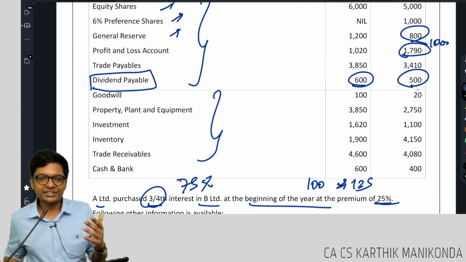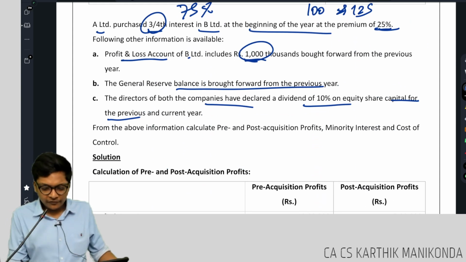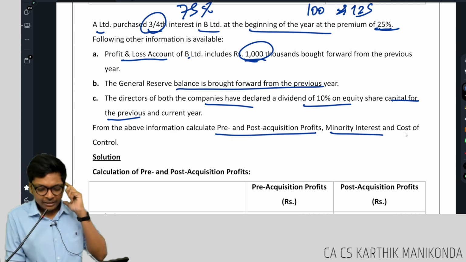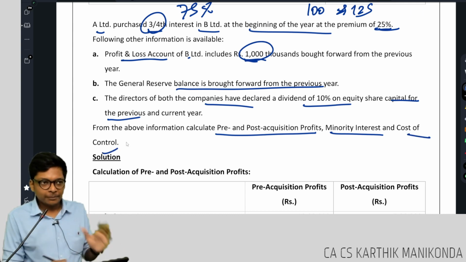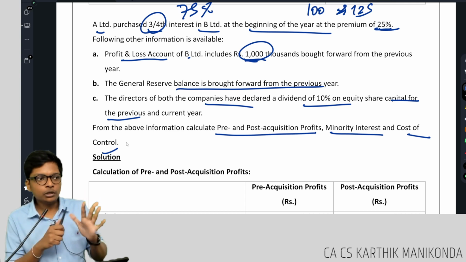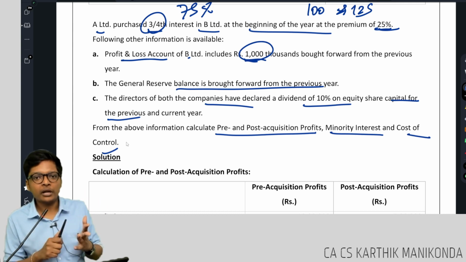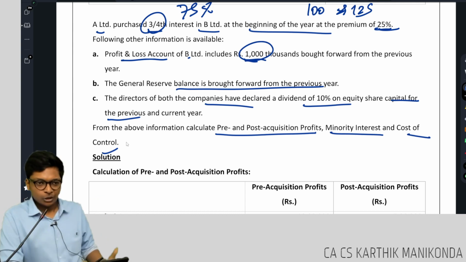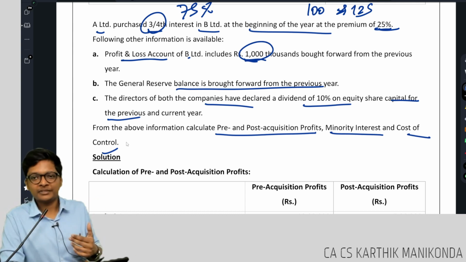We have to compute which is how much. From the above information, calculate pre and post minority interest and cost of control. Basically is asking you to do working note or step 1, 2, 3, 3A, 4, 5. Till 5 you have to do. Correct? Only balance sheet is not asking. Basically almost full sum. So let's do it together guys.